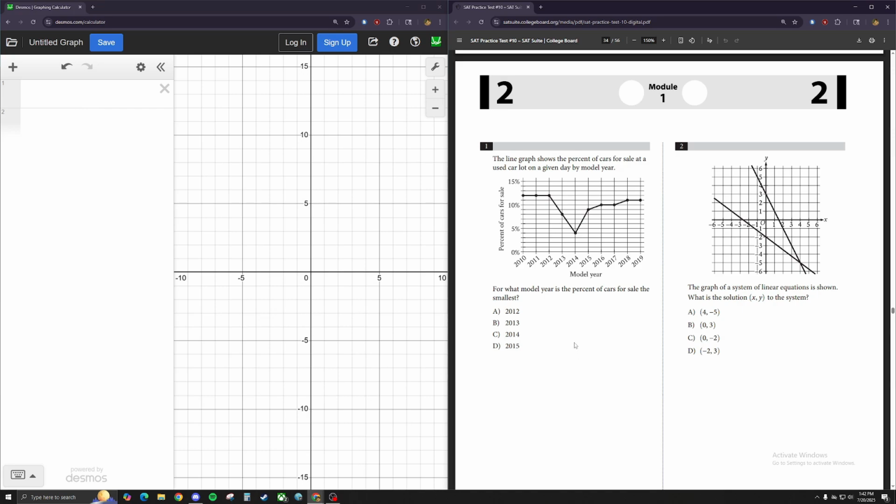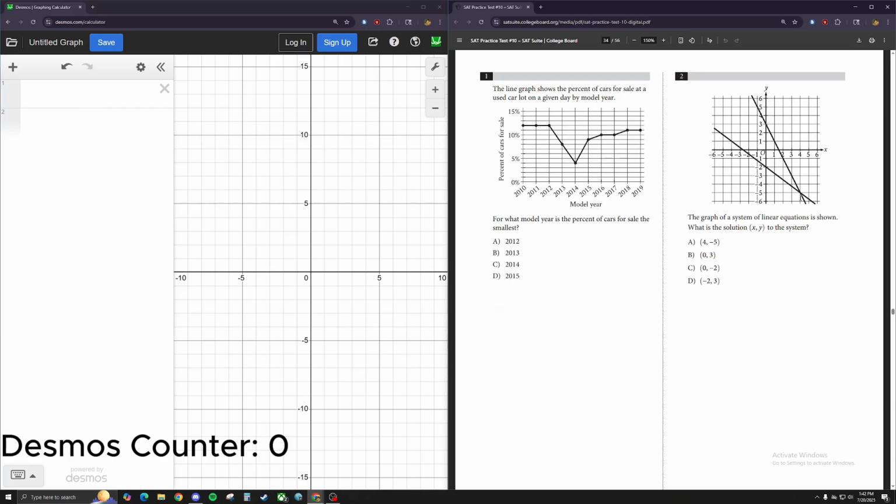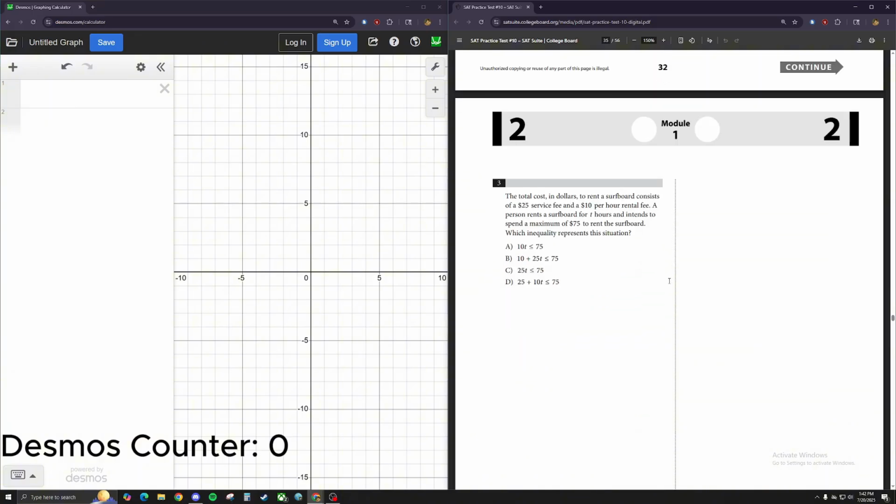Okay, so let's see how many SAT questions you can actually use Desmos for. We're going to go through this entire practice test that the College Board gives you and see how many you can pretty much mindlessly solve with Desmos. Number one, you have to just read a graph, so we can't do anything there. Number two, you have to find the point of intersection, so nothing we can do there.